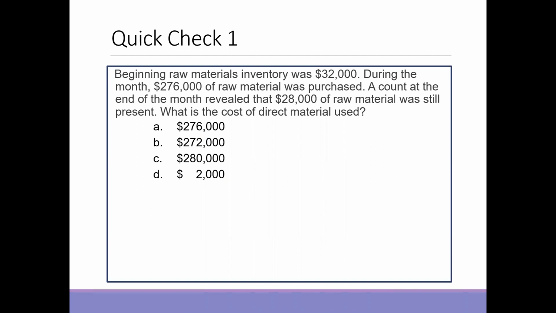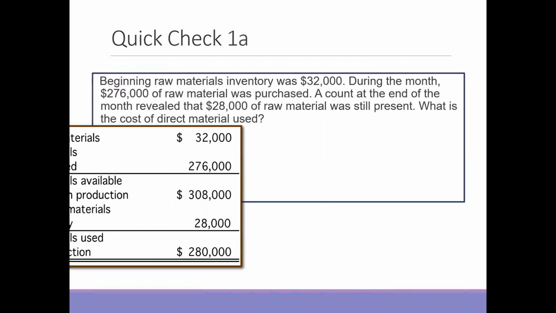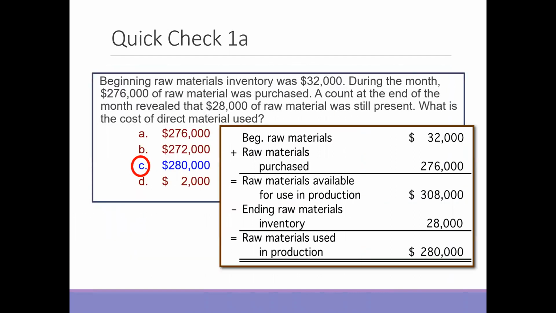$32 plus $276 minus our $28,000, right? See how that's pretty straightforward.